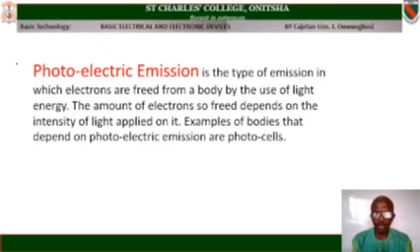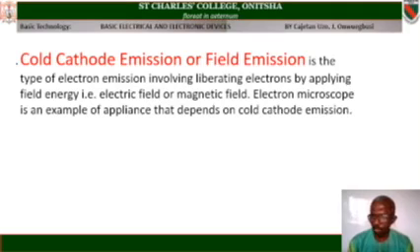Photoelectric emission. This is the type of emission in which electrons are freed from a body by the use of light energy. The amount of electrons so freed depends on the intensity of light applied on it. Examples of bodies that depend on photoelectric emission are photocells.